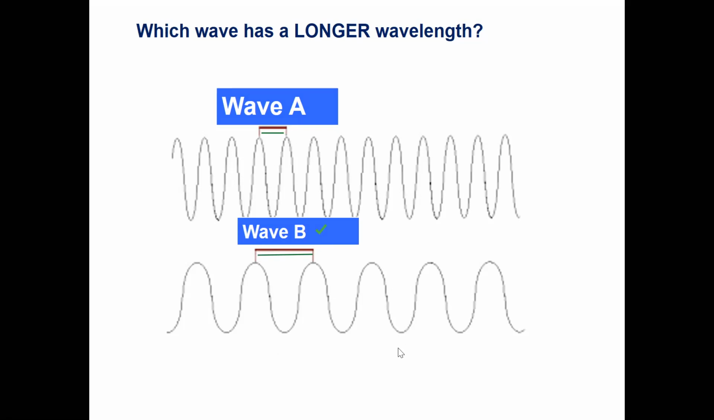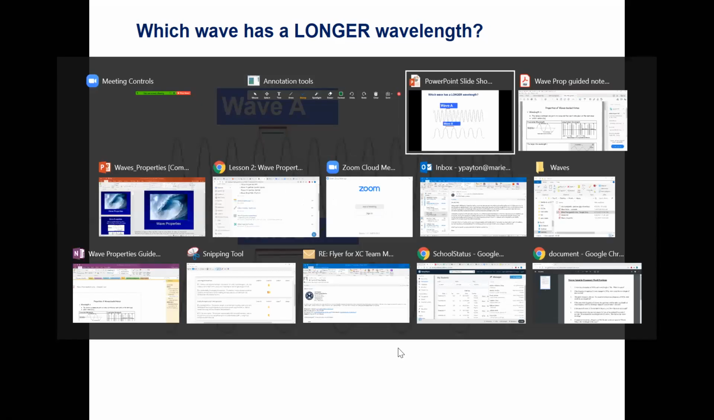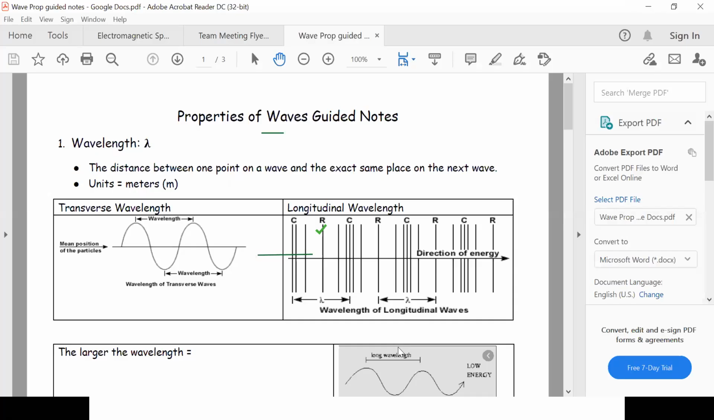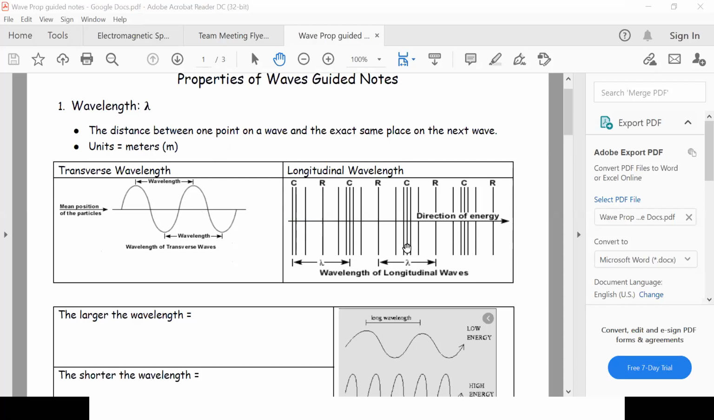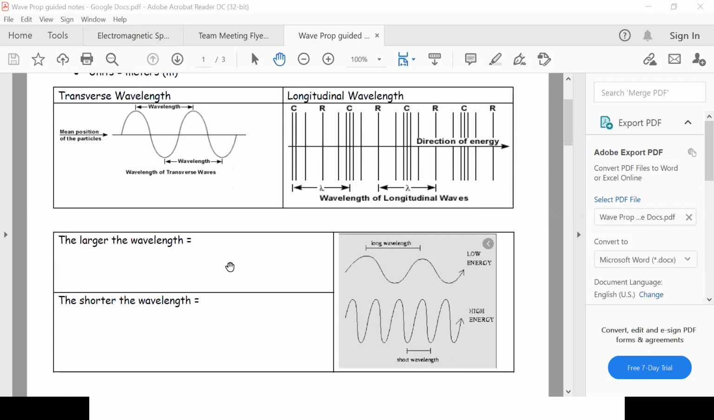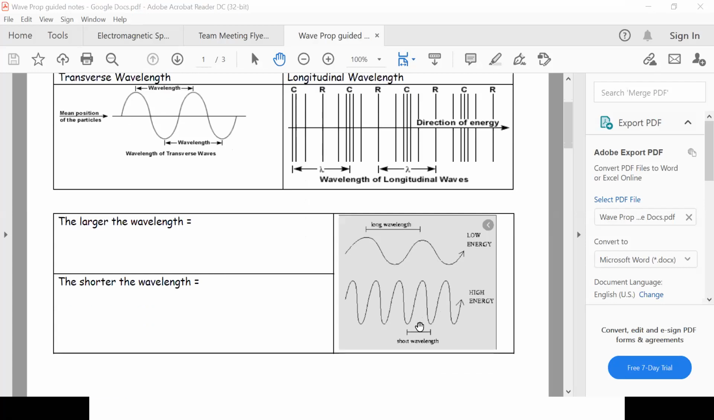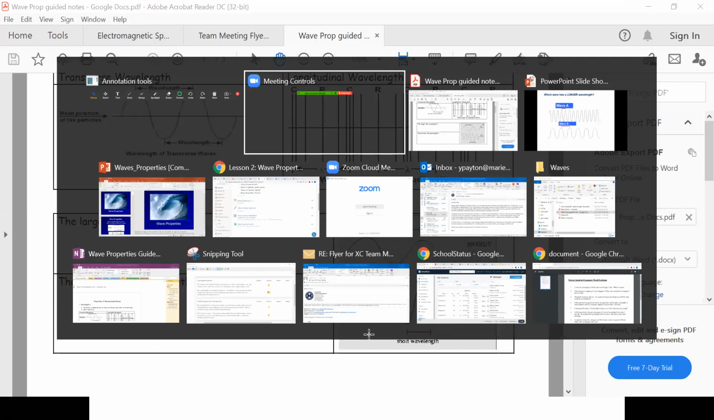So just as a reminder, let's see where we are on our notes, okay? Distance between one point on a wave, the exact same place on the next wave. Unit is meters. That's filled in for us. The larger, oops, let me erase that. The larger wavelength, okay, we should have answered that, shorter wavelength. All right, and now we're going to come up to this box right here. So let's go back.